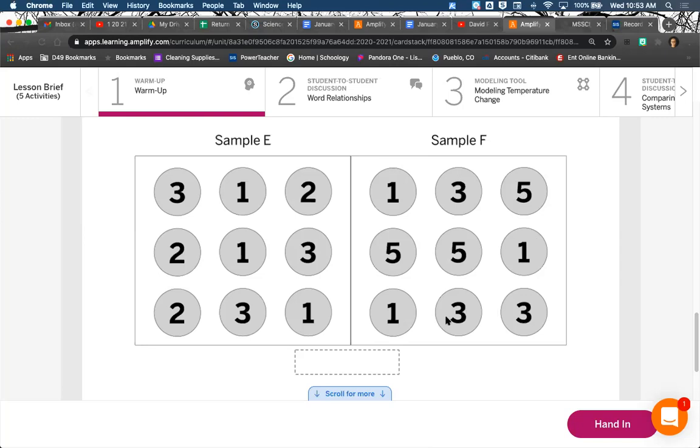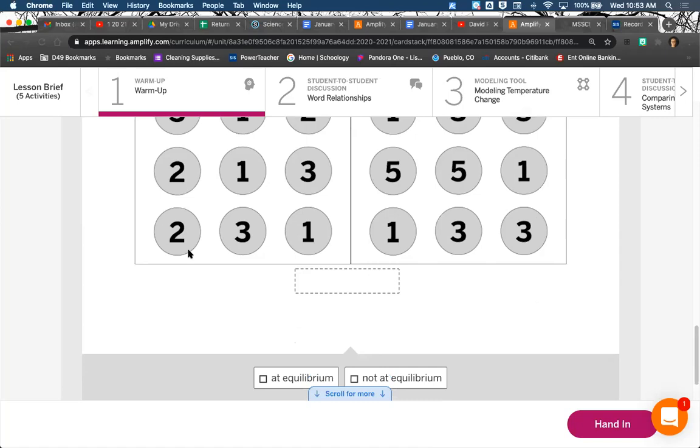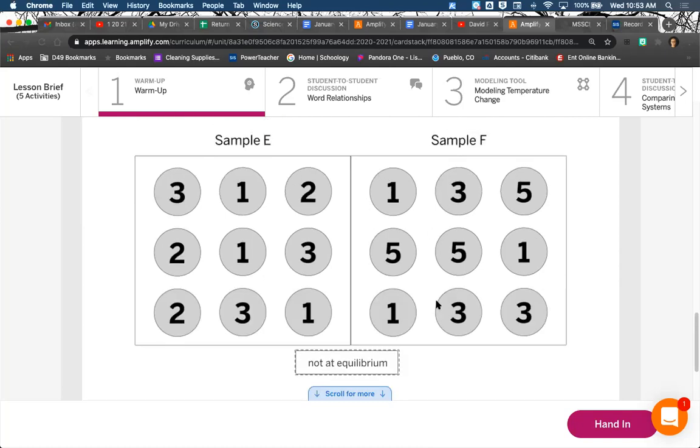Well, what's greater, 3 or 2? Well, you know that sample F has more energy than sample E. Well, that tells us it is not equal, is it? So these two samples are not at equilibrium. Will something happen to this one? Yes, over time, this will change as long as they're in contact.